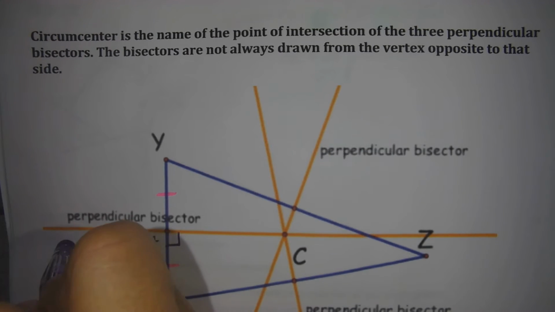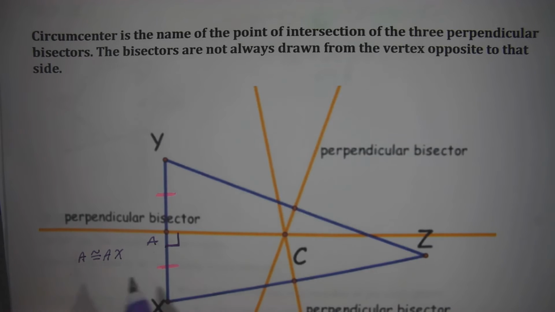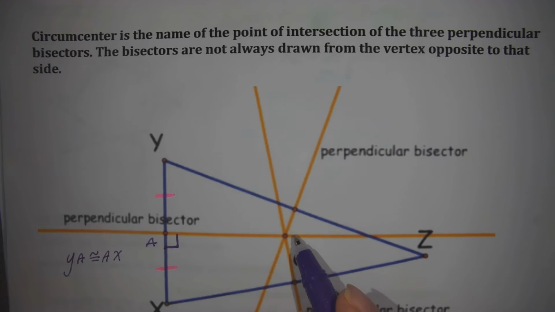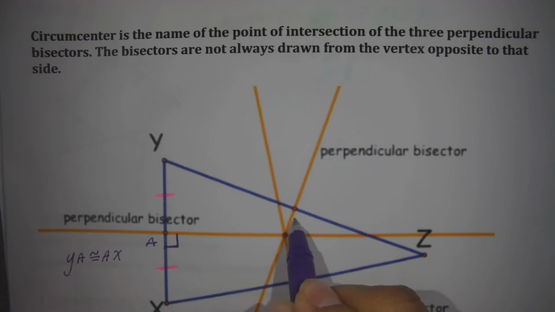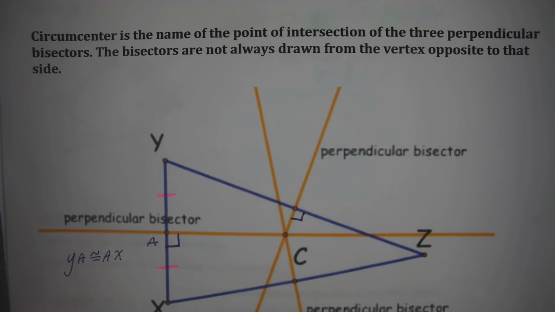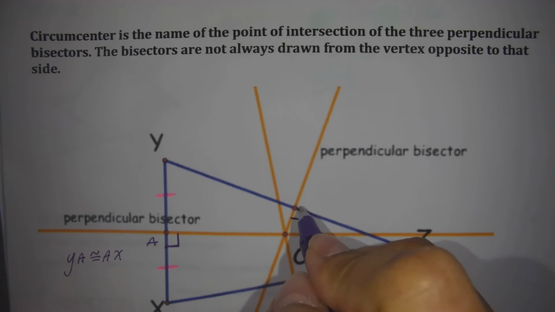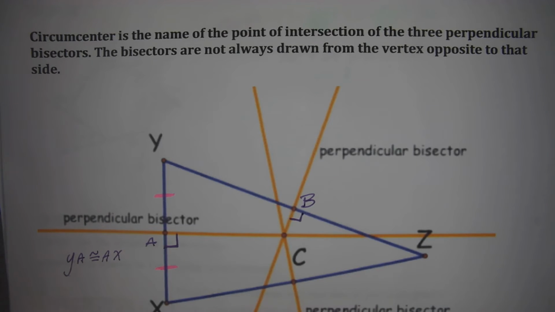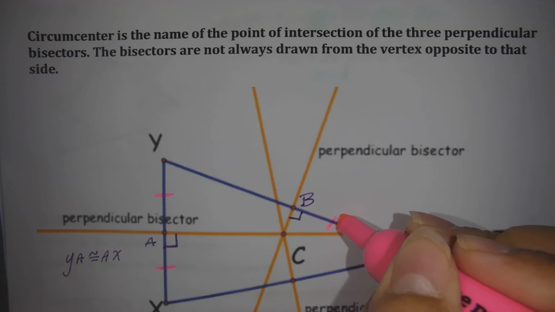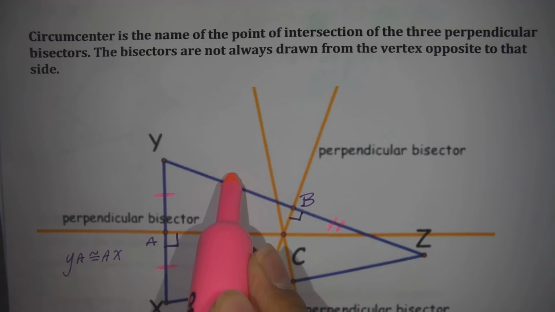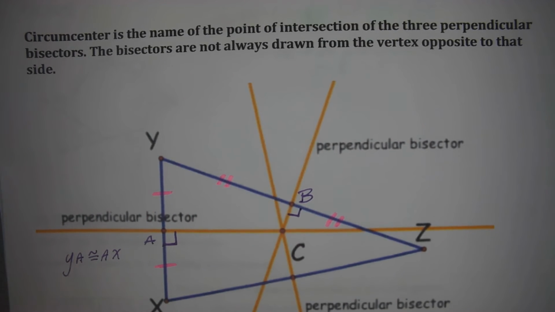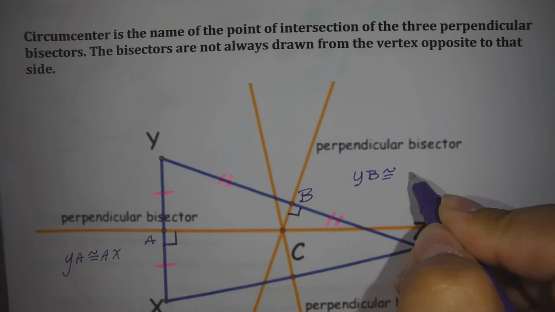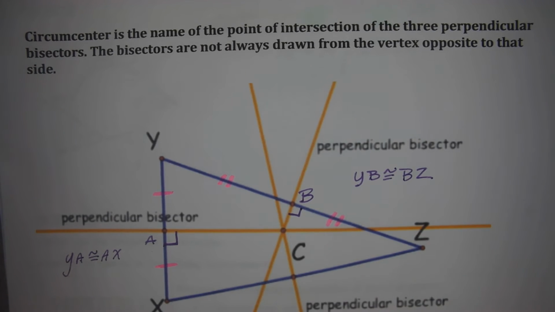I'm going to make that Y look a little more like a Y. And then the same thing is happening over here. You have a right angle. We're going to call this point B. And then this side is congruent to this side. So you have YB is congruent to BZ.